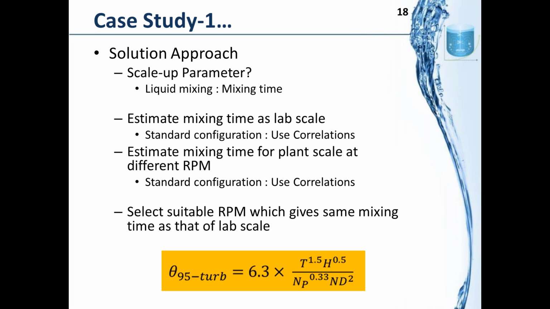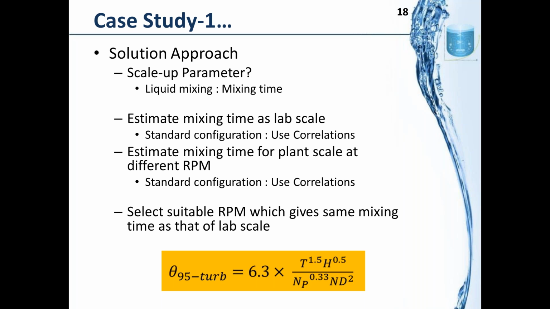And then we can use multiple RPM conditions and check where we get the desired mixing time in the plant scale vessel, which is equivalent to our lab scale vessel, so that the reaction performance is matched between the lab scale and the plant scale vessel.